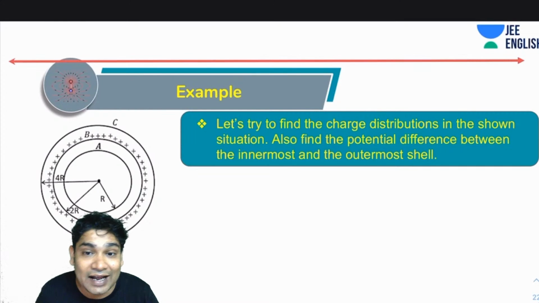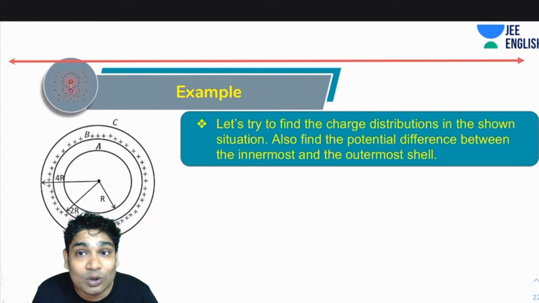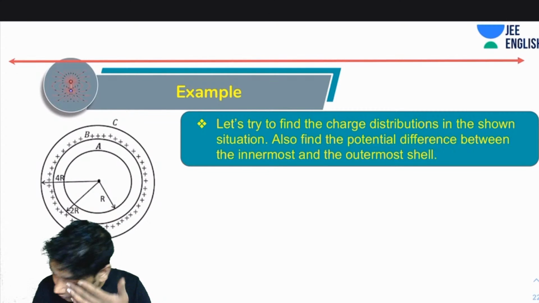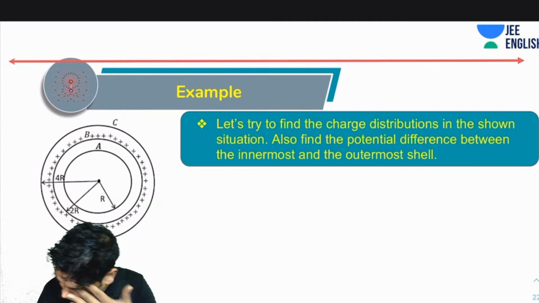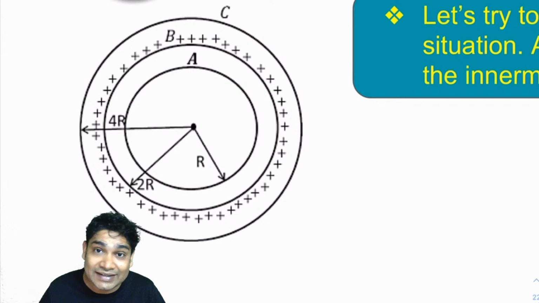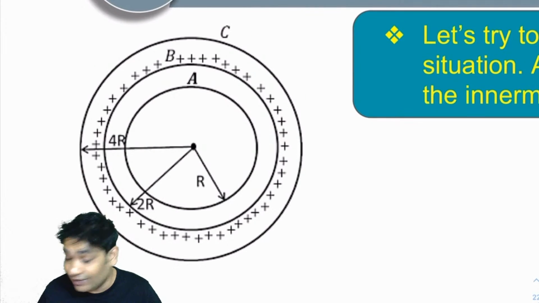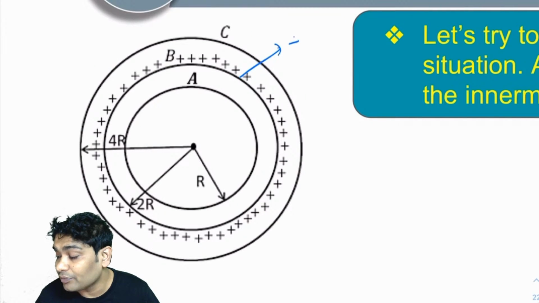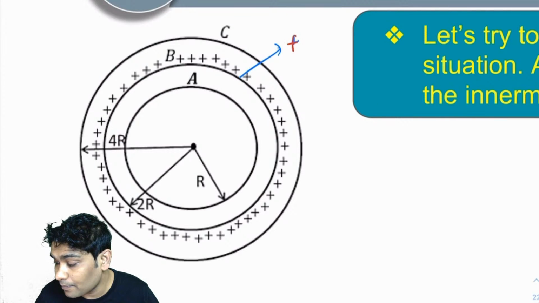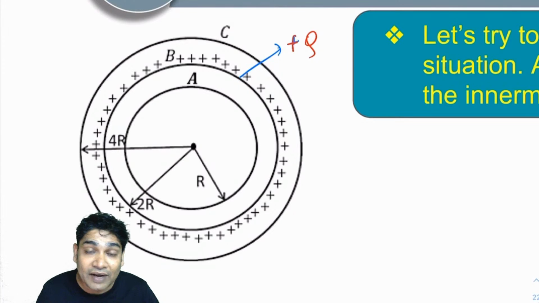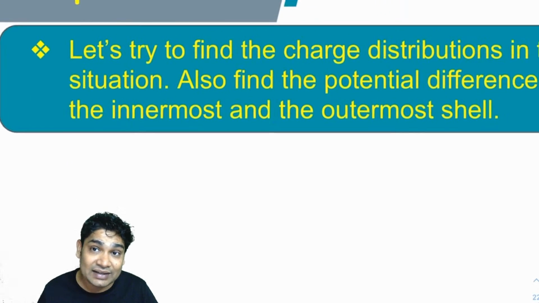Alright, so why don't we try an example? Here you've been told to find the charge distribution as shown in the figure. Also find the potential difference between the innermost shell and the outermost shell. In this case, you have three shells A, B, C and you are providing a plus Q charge to shell B. Now you have to find the potential difference between the innermost shell and the outermost shell.